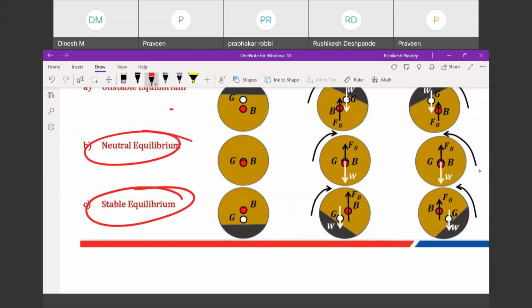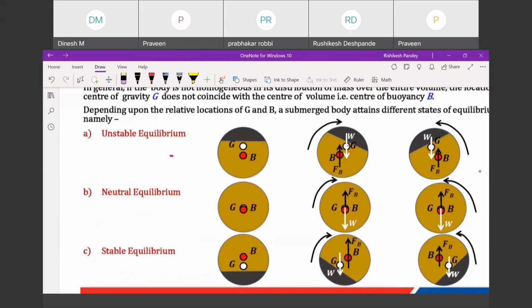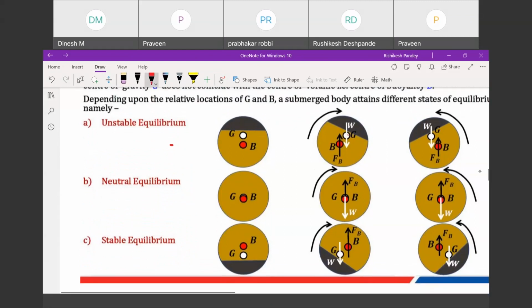If it is coinciding, neutral. If it is favoring, then it is unstable equilibrium. Now, I have just explained this, but in the examination, with the position of B and G, you will have to answer whether it is unstable, neutral, or stable. So just remember one thing. If it is coinciding, it will be neutral. For stable, remember if G is below B. If G is below B, it is stable. The opposite of this is unstable. Okay, so just remember this. If G is below B, then it is stable equilibrium. Is this point clear?